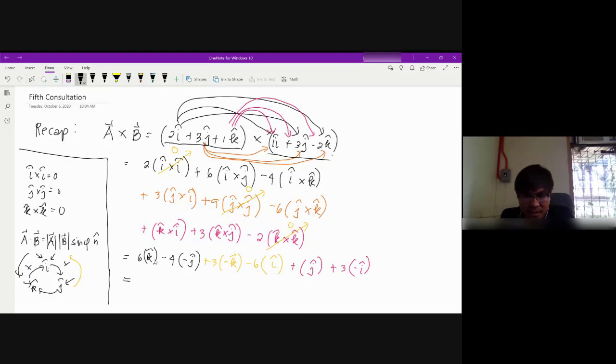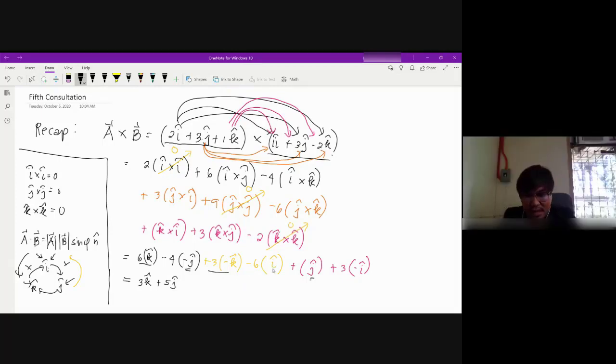Okay, so now, let us consolidate our answers. So you have here 6k hat. I have k hat here that is positive, and I have k hat here that is negative, so you can combine them. That is negative 3 and then positive 6, so you have positive 3 k hat. And then also I have j hat here: one j hat here and positive 4 j hat, so that is just equal to 5 j hat.